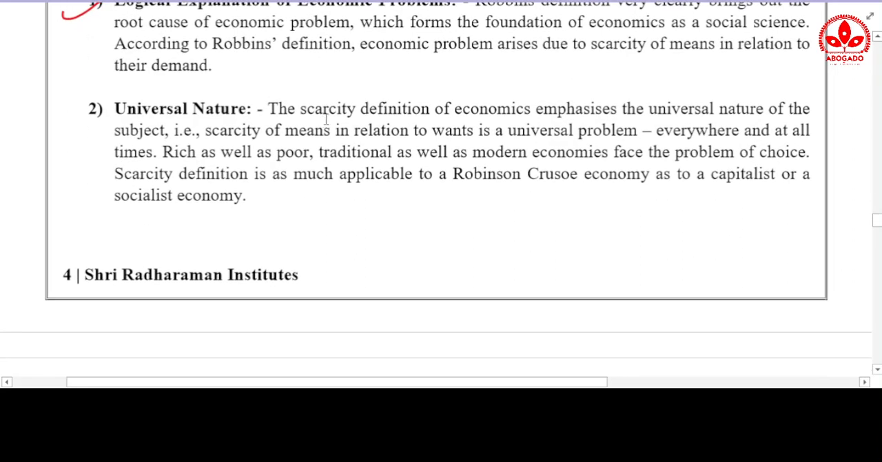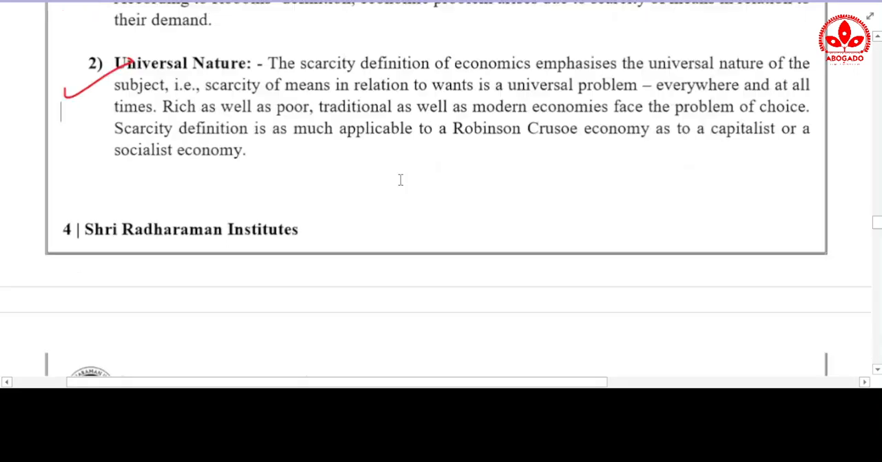After this comes universal nature. As I told you, this definition of wealth and the definition of welfare are not applicable all over the world. They are applicable only in some parts of the world. But this scarcity definition is applicable in each and every portion of the world. In each and every economy, there are wants, and against those wants there are resources, and each and every economy faces the problem of resource allocation. So this scarcity definition is of universal nature. In each and every economy, it is applicable.